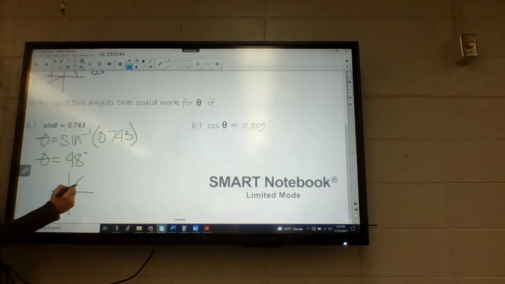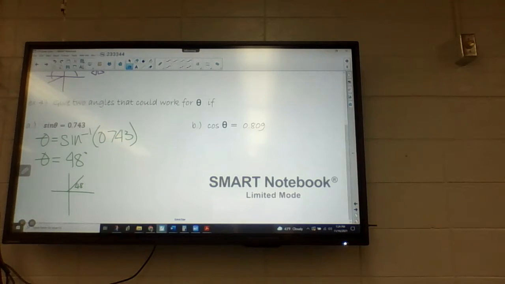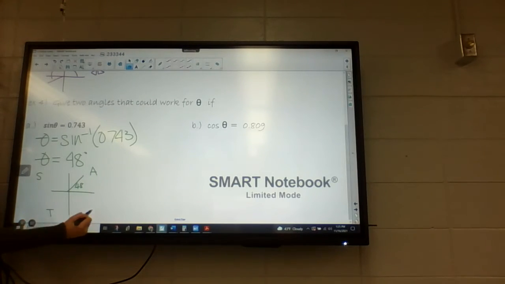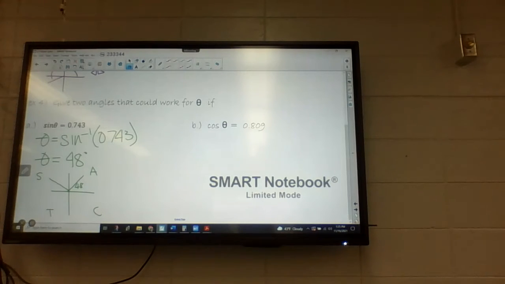So if this is 48, where else on this coordinate system is the sine going to equal 0.743? It's the opposite spot. So it's all students take calculus. So it's also going to equal when 48 is over here as well, right? Because that's also going to be positive. What value would that be?